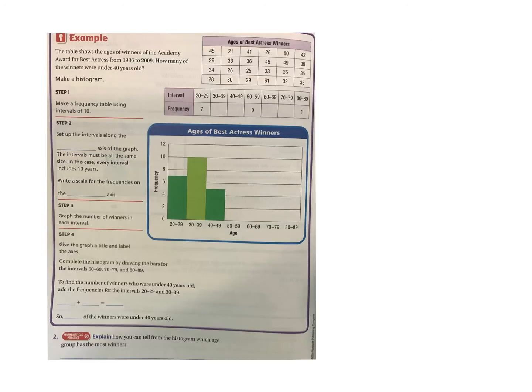All right, I suspect that clicked with you pretty well. We'll look at one more example, but I think you're going to find this clicks all into place very easily. This table over here shows the ages of winners of the Academy Award for Best Actress from the years 1986 to 2009. How many of the winners were under 40 years old? So same question, but now we're looking at Best Actress instead of Best Actor. And so they gave all the data, all the ages.